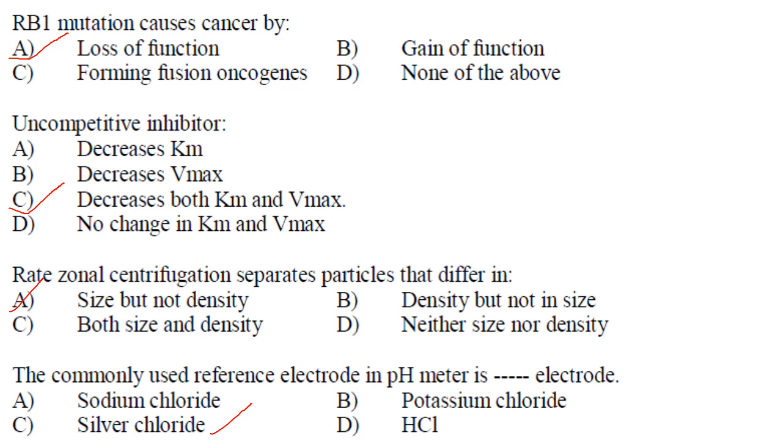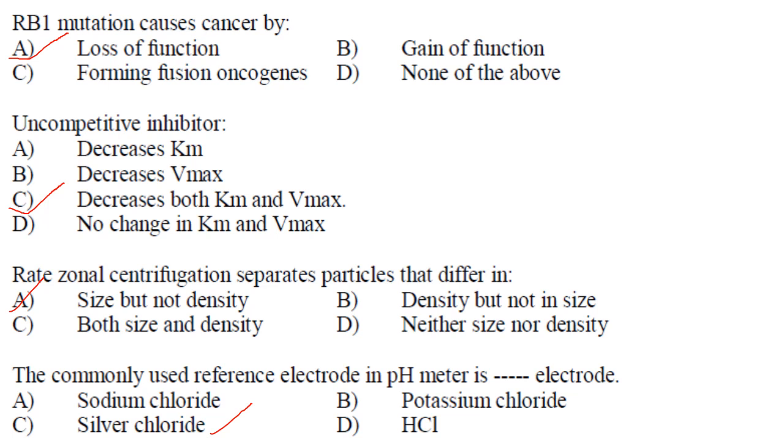Then RB1 mutation causes cancer by. So RB1 gene, it is the first tumor suppressor gene and whose inactivation causes retinoblastoma. So cells with the 2 altered copies of RB1 gene produce no functional PRB, and it is unable to regulate the cell division. So as a result, retinal cells lacking functional PRB will divide uncontrollably, resulting in cancer. So RB1 mutation causes cancer by loss of function. Once its function is lost, it will result in cancer.